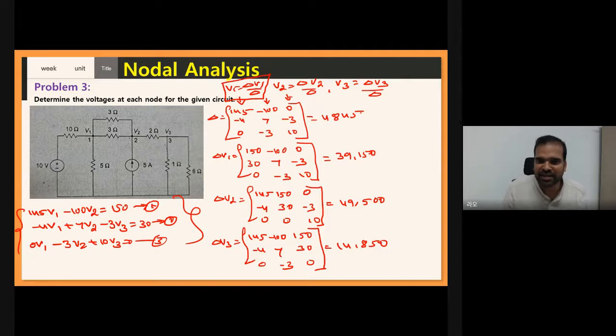So you already know delta V1 by delta. If you substitute the delta V1 determinant and delta, you will get V1 equal to 8.08 volts. This is the node voltage V1. Now for V2, delta V2 by delta. You already know the determinants of delta V2 and delta. If you substitute, you will get 10.2 volts. Now for V3, delta V3 by delta. If you substitute the determinants, you will get V3 equal to 3.06 volts.